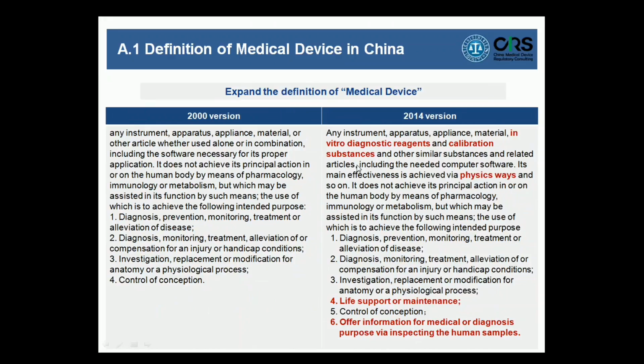And it very clearly points out that the medical device achieves its effectiveness by physical ways, as well as adding new intended purposes of medical device, including life support or maintenance, and offering information for medical diagnosis purposes while inspecting human samples. From the new definition, we can see the future tendency. CFDA is going to include more and more products into medical device. This is also because more and more people pay attention to their health.